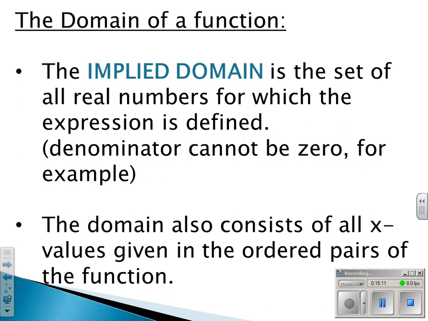Now, domain, remember we talked about that word already. Domain is the set of all real numbers for which the expression is defined. They are all of the x values that can be put into your function. Couple things to consider. Denominators cannot be 0, for example. Square roots, radicals, cannot have negative values underneath. These are all things to consider when you're trying to decide what can be in a domain or not. Okay, so the domain is consisting of all x values given in the ordered pairs of a function. Domain goes with x values.